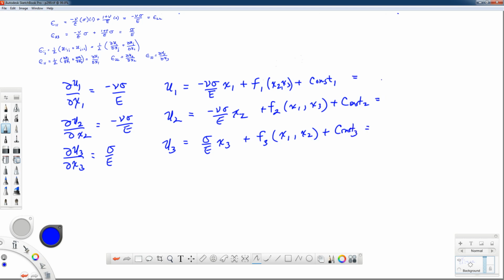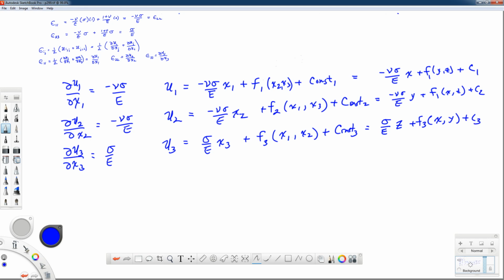So let me just rewrite these real fast. And this one was x and y. Alright. Well, we do have these arbitrary functions, and this one should be f2. We do have these arbitrary functions here. We need to figure out what those might be.